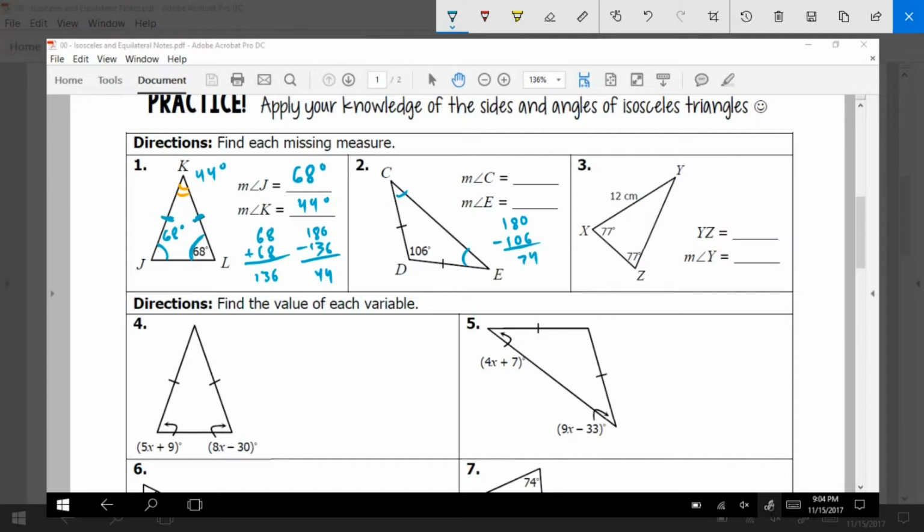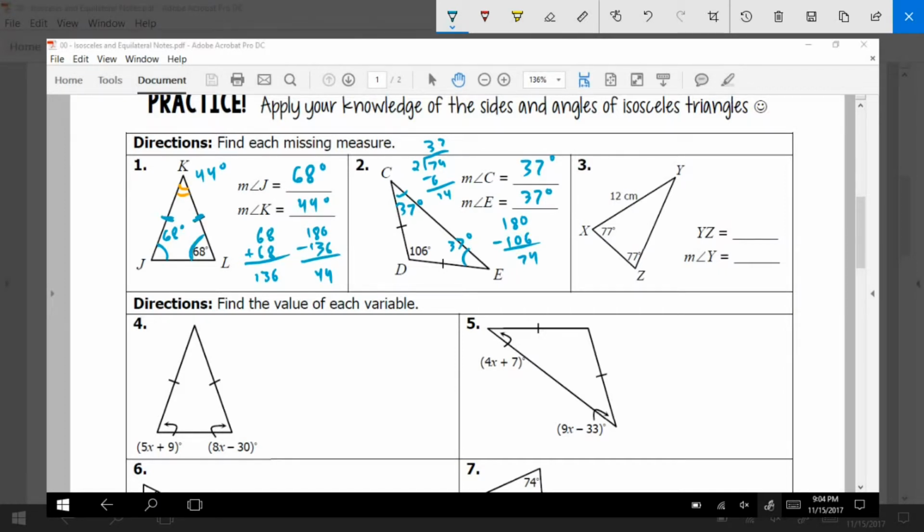So if I have 74 degrees left, I'm going to divide that by 2, and that's going to give me each of the angles. 2 divided into 74, 3 times 6, 1, 4, 7, 37. So measure of angle C and measure of angle E are both going to be 37 degrees. And if you check yourself, the total angles need to add up to 180. So I can add 37 plus 106, and that should equal 180. If it's not, then I did it wrong.